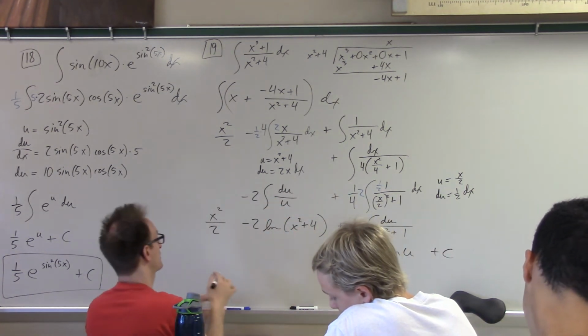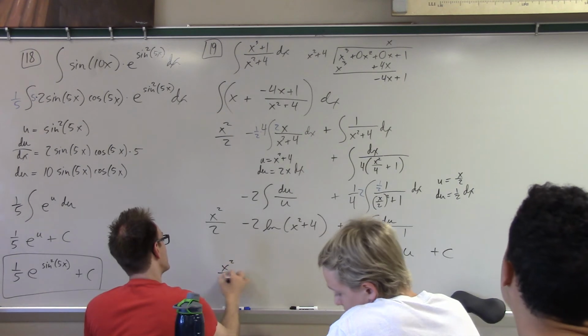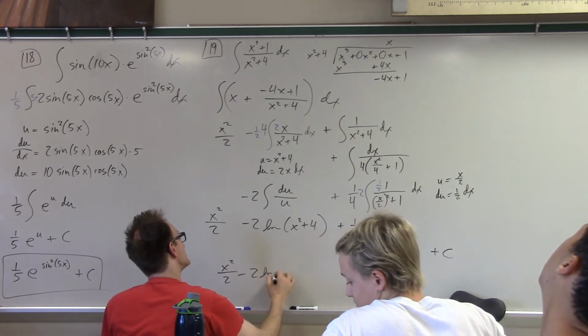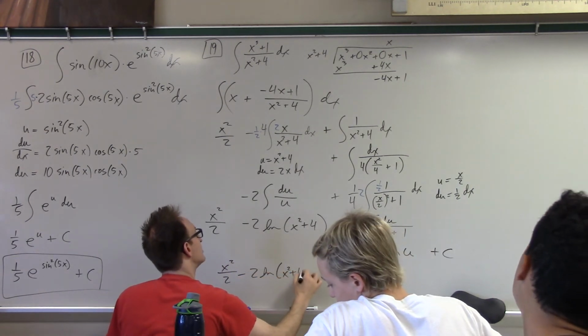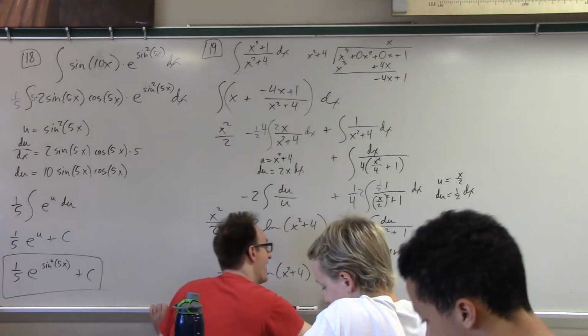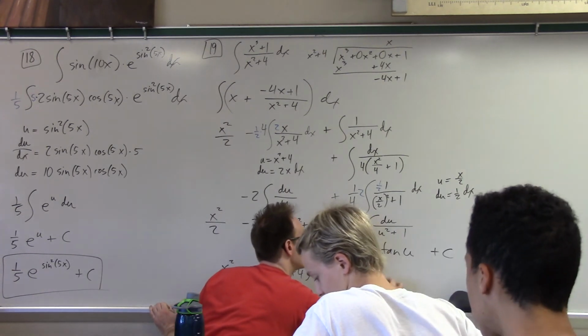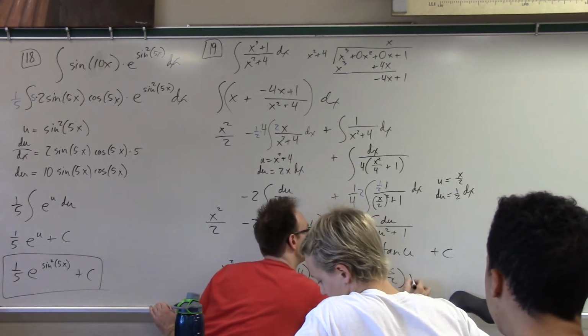But u is just x over 2, so my actual answer is x squared over 2 minus 2 ln of x squared plus 4 plus 1/2 arctan of x over 2 plus c.